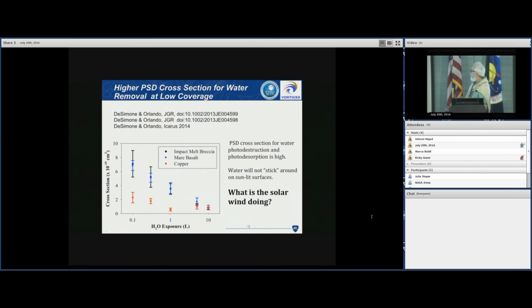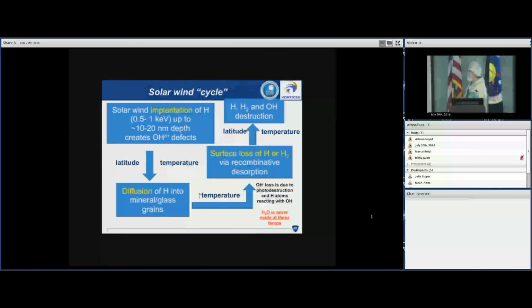Okay, cross-section is large. This is an interesting thing. The cross-section for photodesorption of water off of an impact melt breccia and a Mare breccia is pretty high. 5 times 10 to the minus 19, almost 10 to the minus 18 square centimeters. So the thermal desorption cross-section rates are high, and the photon-stimulated desorption cross-sections are high. So again, based on this, water really shouldn't be sticking around in the sunlit surfaces. So what is the solar wind doing?